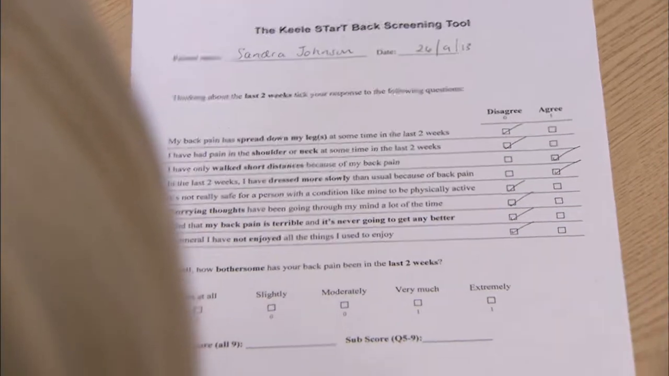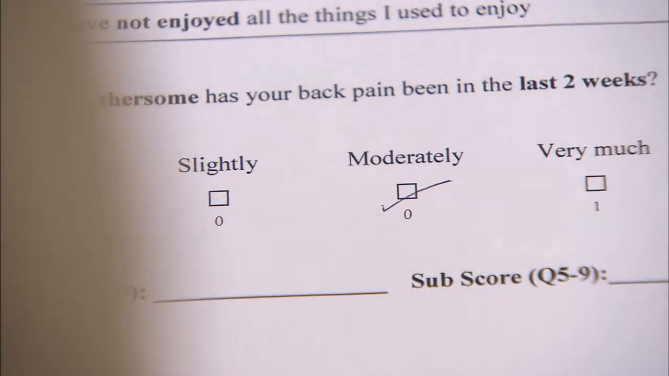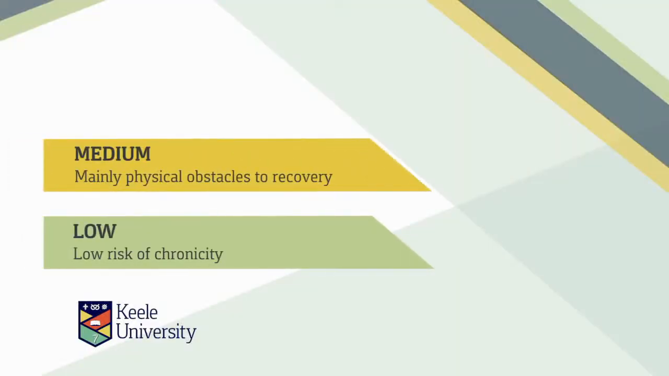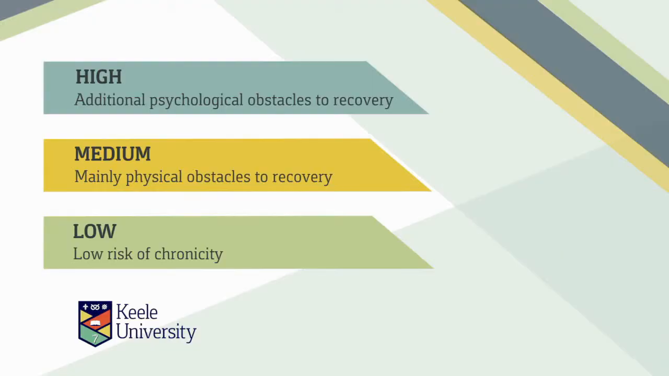So the StartBack tool is a simple screening tool that has 9 questions on it. Yes or no, nice and quick to complete, but it allocates people into 3 different subgroups: a low risk, a medium risk, and a high risk of having persistent back pain problems. And that enables us to then target treatments according to that risk profile.